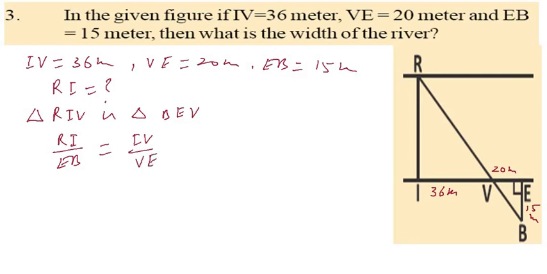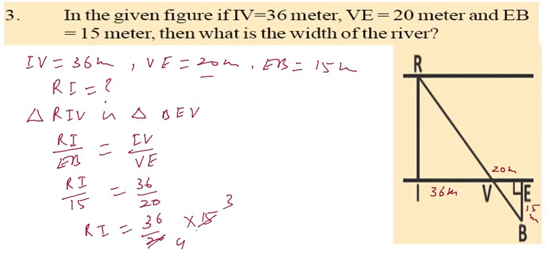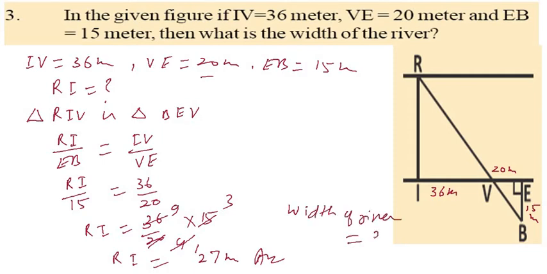Now put the values. RI is the question mark, EB is given as 15, IB is given as 36, and VE is given as 20. So RI will be equal to 36 upon 20 into 15. Now 5 threes are 15 and 5 fours are 20. 4 ones are 4 and 4 nines are 36. So RI will become 9 threes are 27 meters. So that is your answer, that means the width of river. So you can write here, width of river is equal to 27 meters.